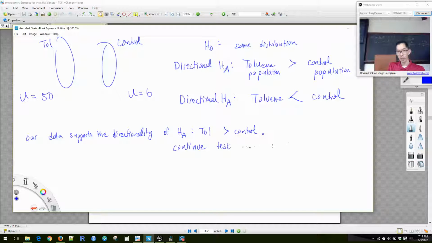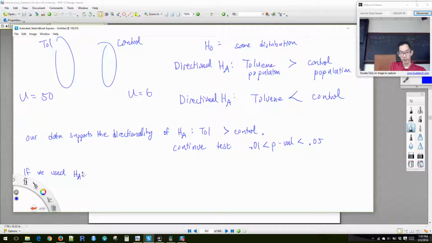Dot, dot, dot, and then maybe your p-value is between, I don't know, 5% and 1%. Okay, I'm making these numbers up. On the other hand, let's say your directionality was this. Your alternative was stated this way.